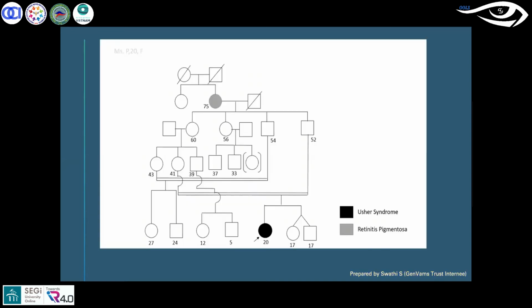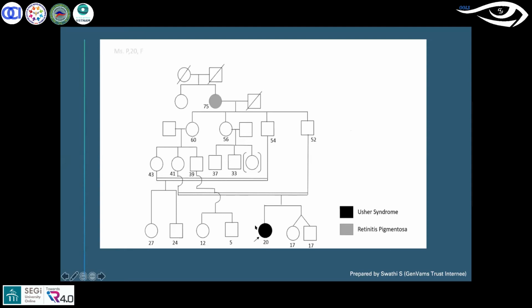Okay, so there's a family tree. They came from the interior part of Tamil Nadu. You can see that again, uncle-niece consanguineous marriage, and then this girl is affected with Usher syndrome. Then these two people have twins, and they are quite normal, right?